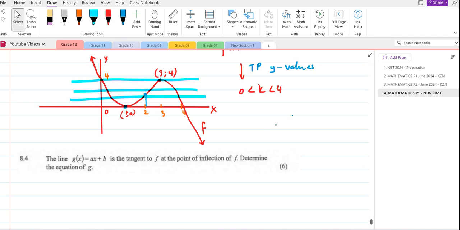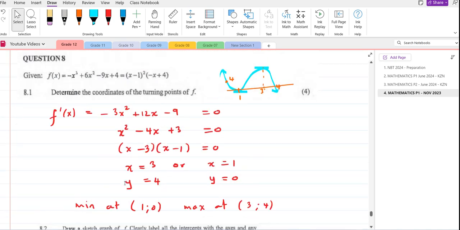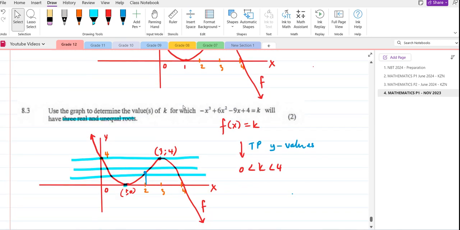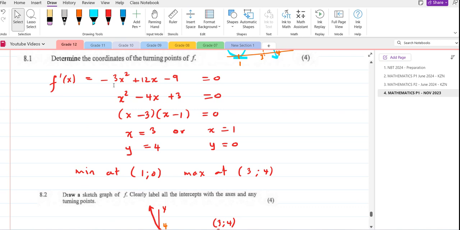So we're going to find f double prime x and set it equal to 0, because we're finding the x value of the point of inflection. f prime x was minus 3x squared plus 12x minus 9. So f double prime x is minus 6x plus 12 equals 0.